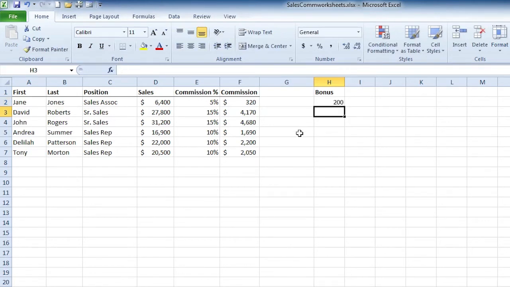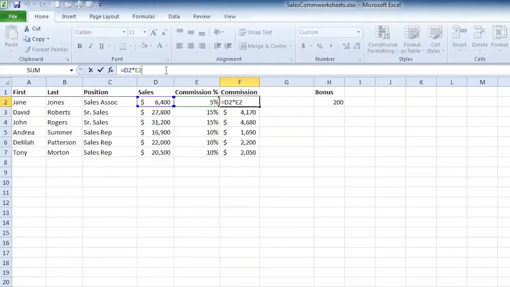There we go. Now click back on our commission formula. It's D2 times E2. We just need to add the bonus to it. Now, remembering what we've talked about with order of precedence, what might you choose to do here? Just add H2. Right, because the multiplication is going to occur before an addition.